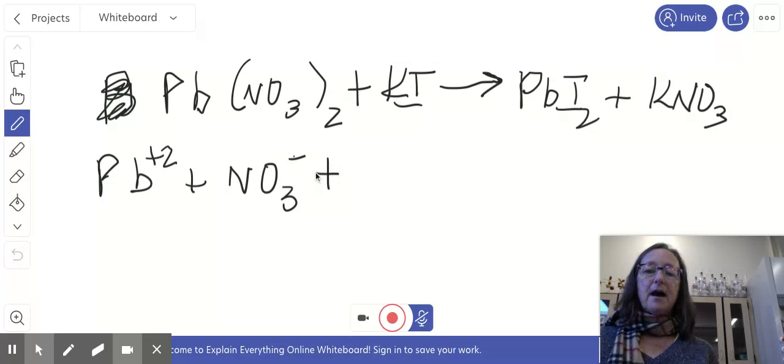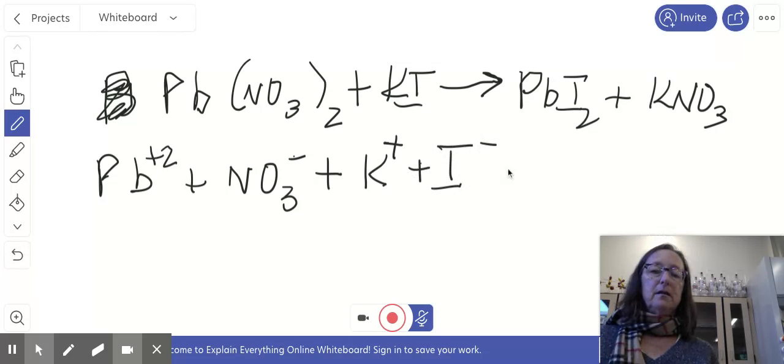Now the KI is a group 1 metal, and we know group 1 metals dissociate. So we're going to have a K+ and an I-. It does not matter what that group 1 metal is with, it'll completely dissociate.